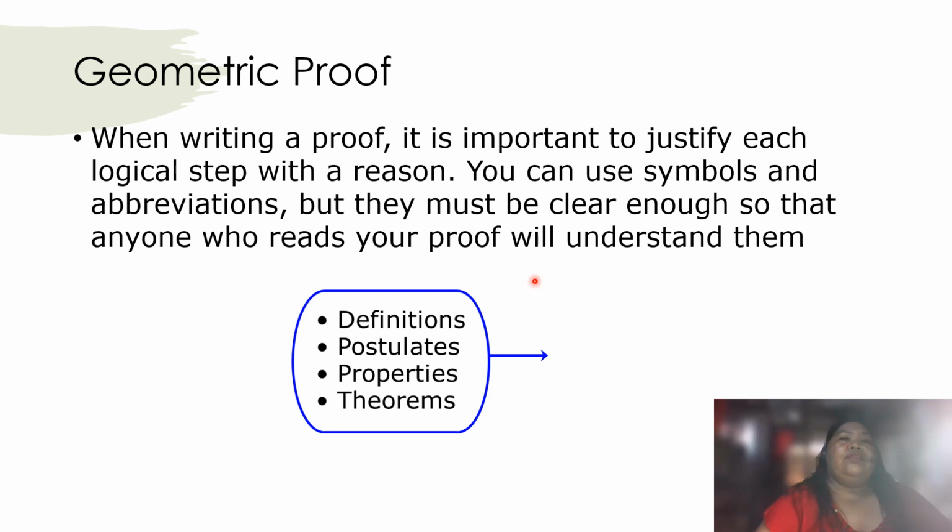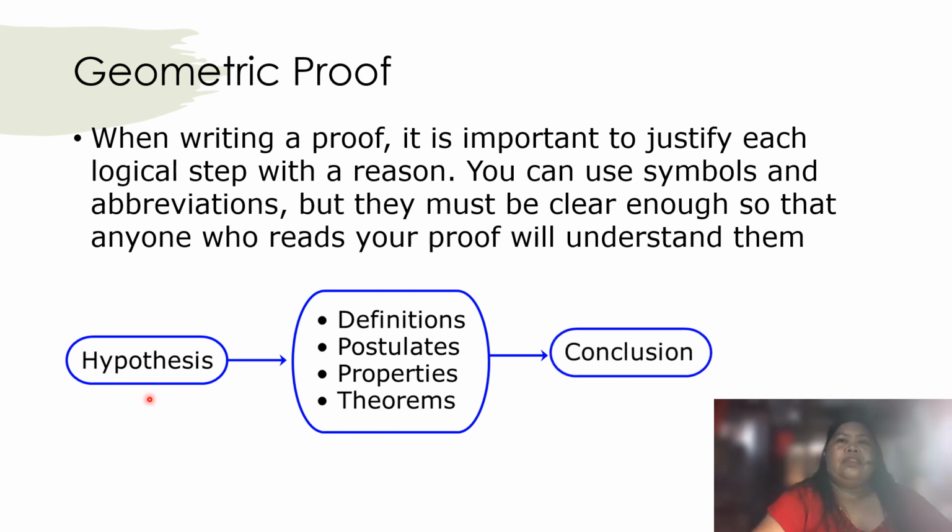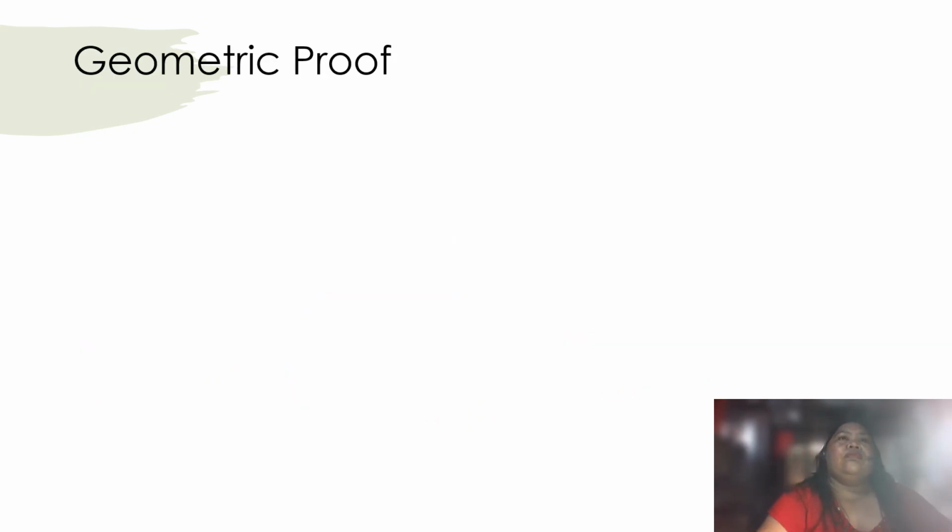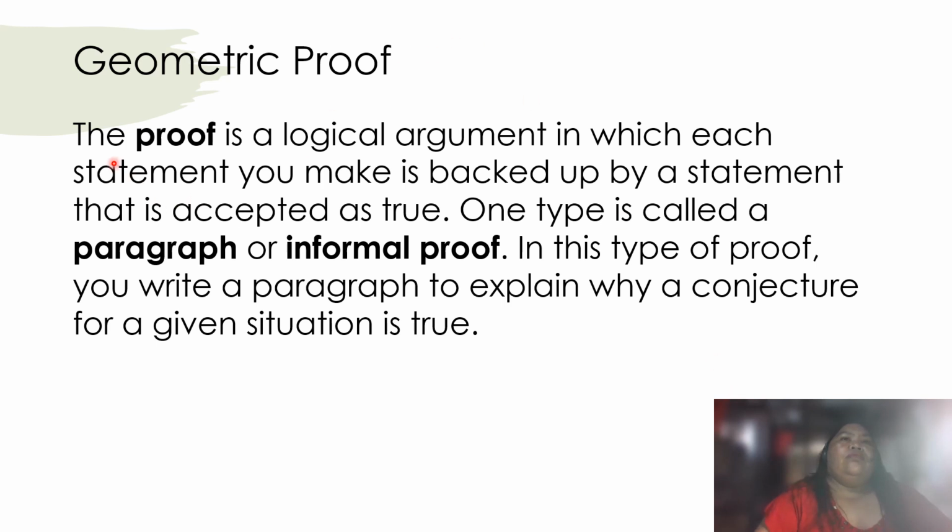Okay, so we have definitions, postulates, properties, and theorems. And it's used for making hypotheses and to make a clear conclusion. Okay. The proof is a logical argument in which each statement you make is backed up by a statement that is accepted as true. One type is called a paragraph or an informal proof. In this type of proof, you write a paragraph to explain why a conjecture for a given situation is true.